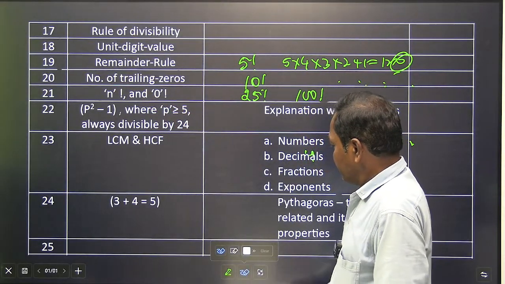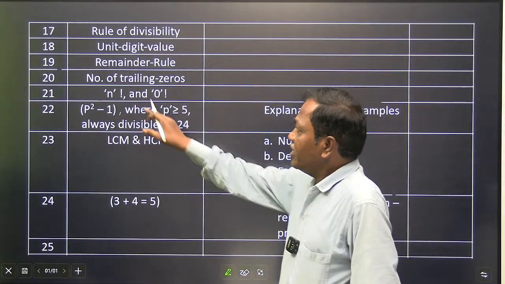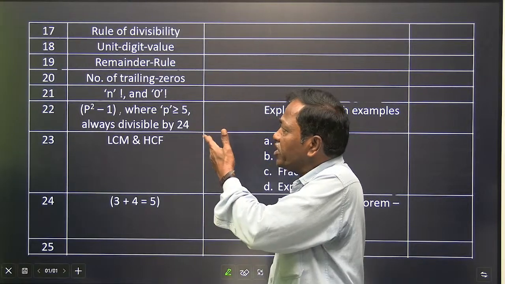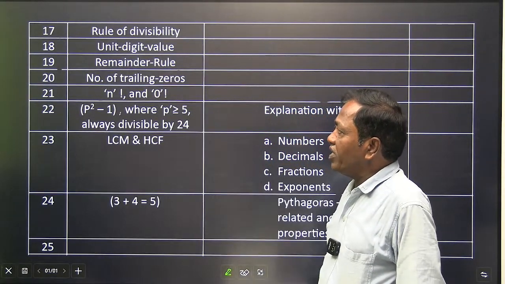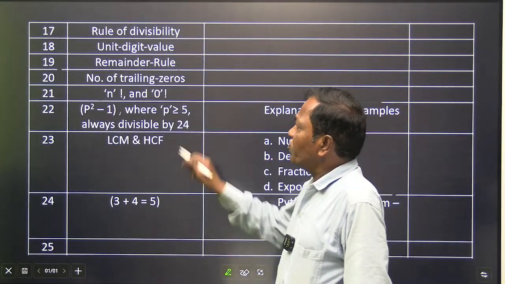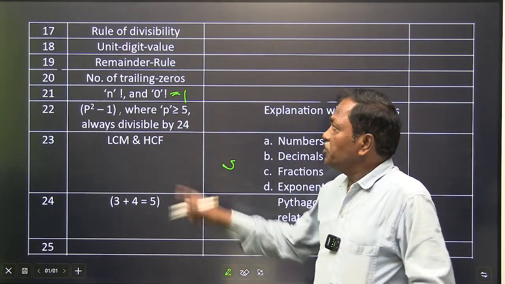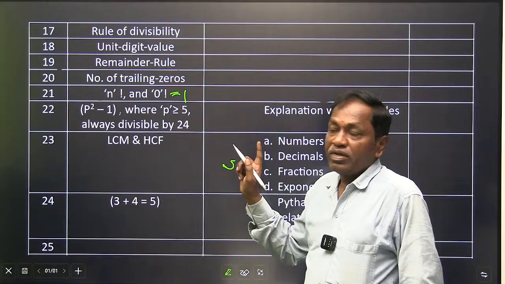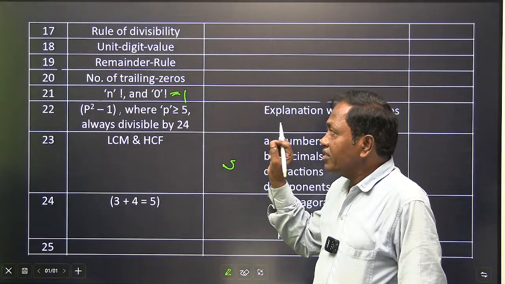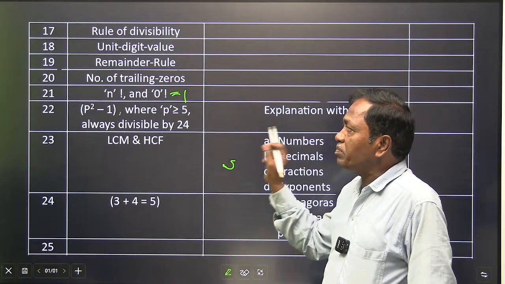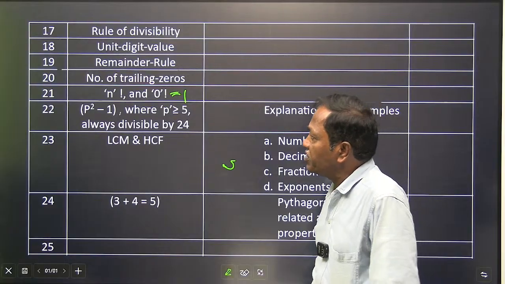Again, see here n factorial. N is a natural number. N factorial and 0 factorial. 0 factorial always equals 1. 1 factorial is also 1. 0 factorial is also 1. So these are the very basic, simplest form. These are the concepts, the properties. That's why we say it like that.